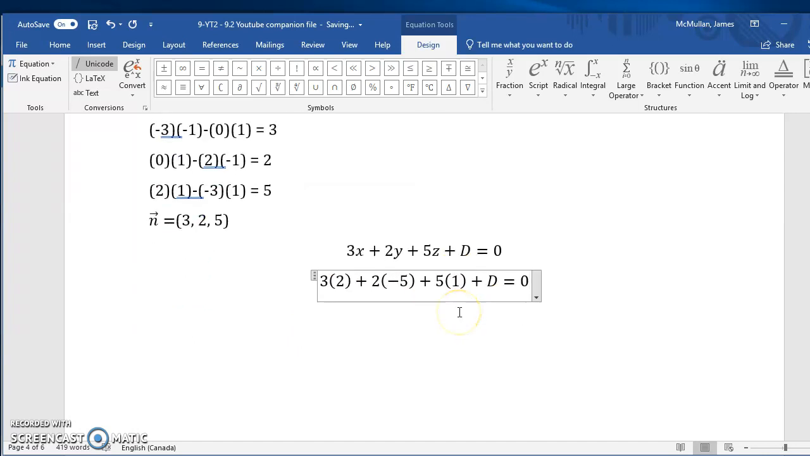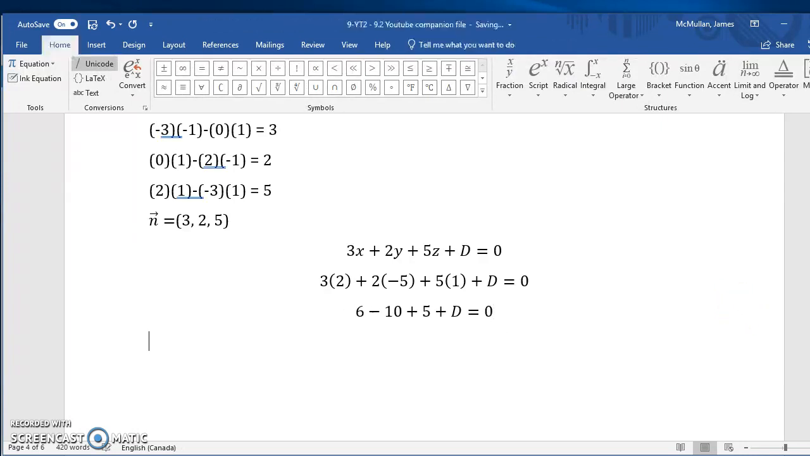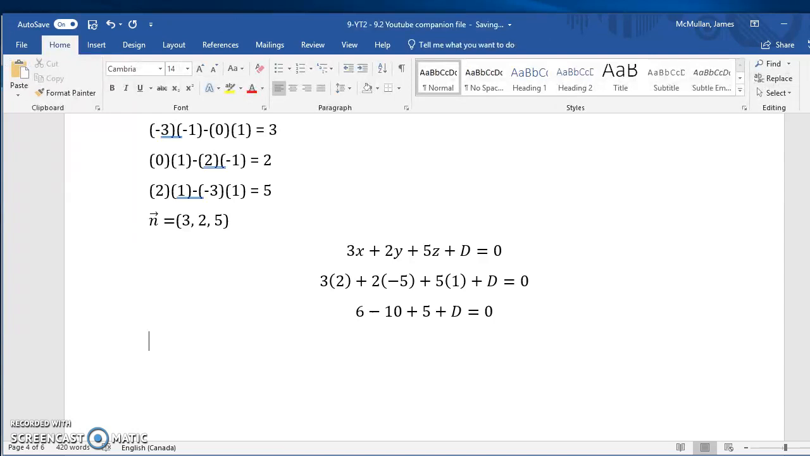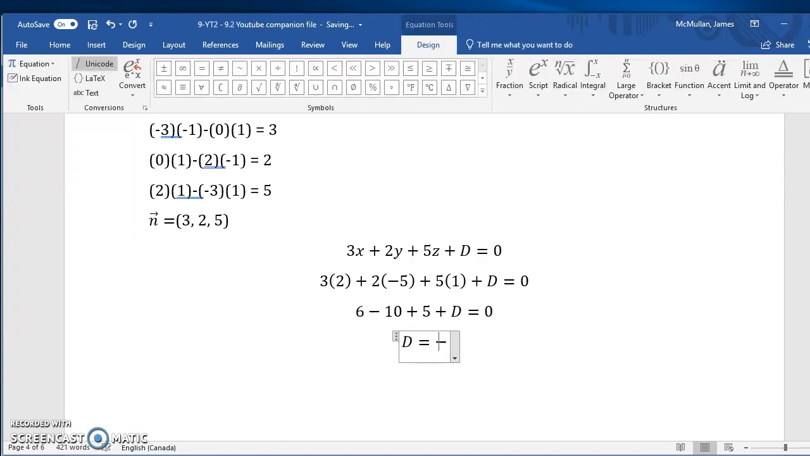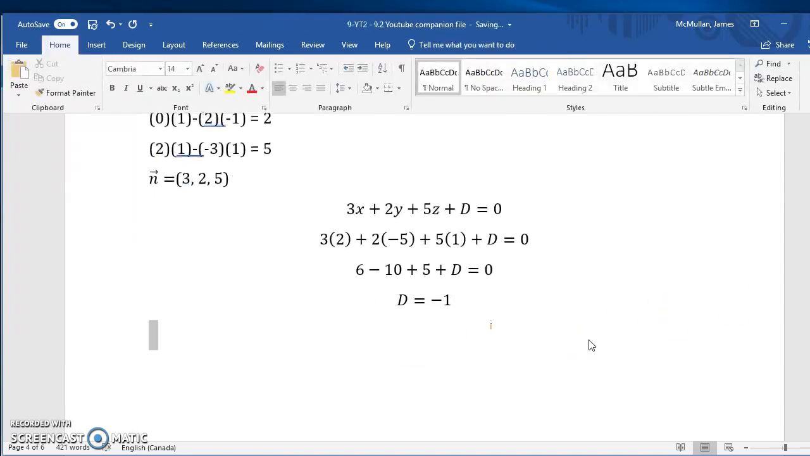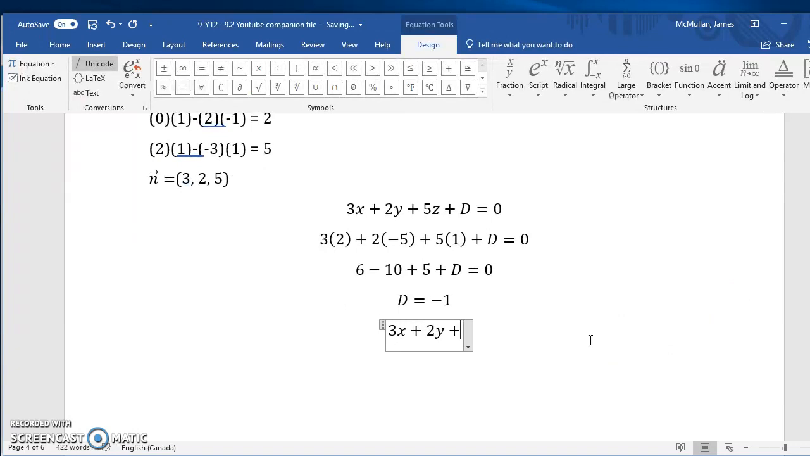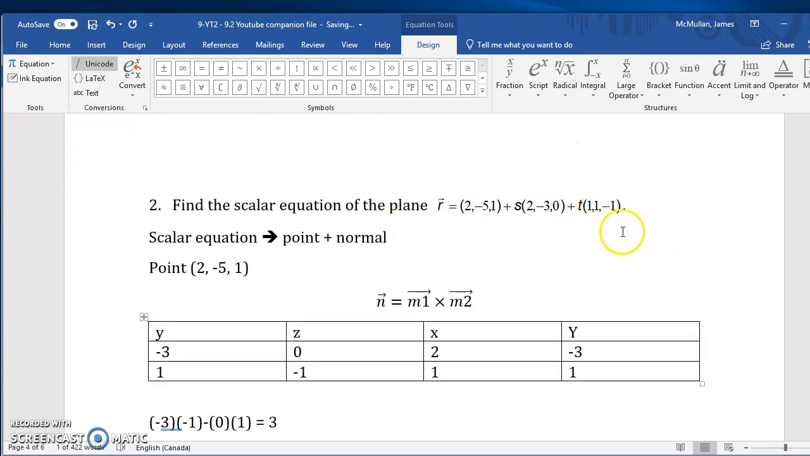Equals 0. And then we come to this conclusion that 6 take away 10 plus 5, plus d, equals 0. 6 take away 10 is negative 4, plus 5 is 1. So therefore d has to equal negative 1. And we arrive at the answer 3x plus 2y plus 5z take away 1 equals 0. This is the equation of the plane that we started with. They are the same. They will produce the same picture.